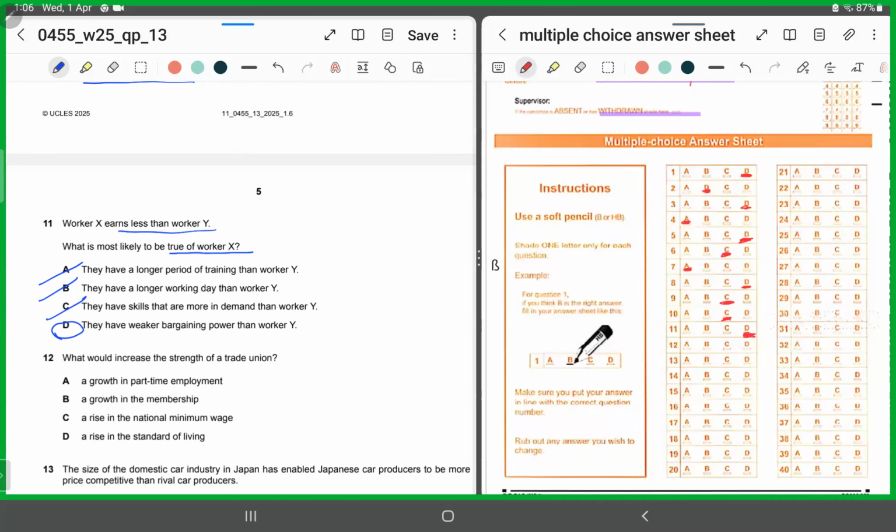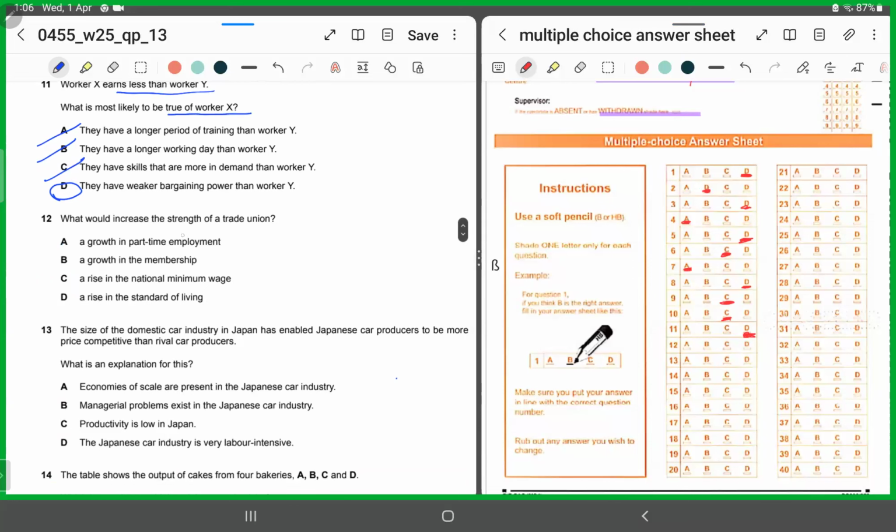All right, moving forward. Number 12. What would increase the strength of a trade union? Why do you think a trade union would grow in power? A growth in part-time employment, a growth in the membership, a rise in the national minimum wage, a rise in the standard of living. If the standard of living improves, trade union would be less in power. No one would want to be a part of them because they are better off like that.